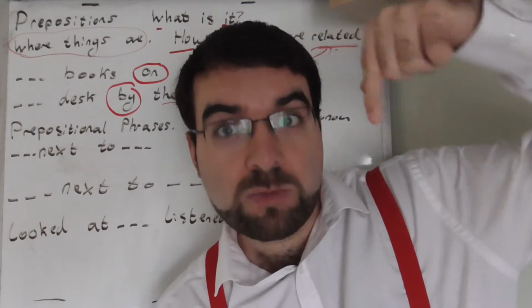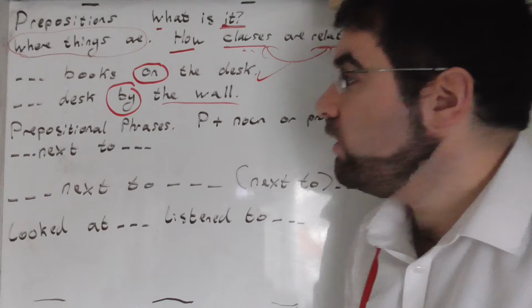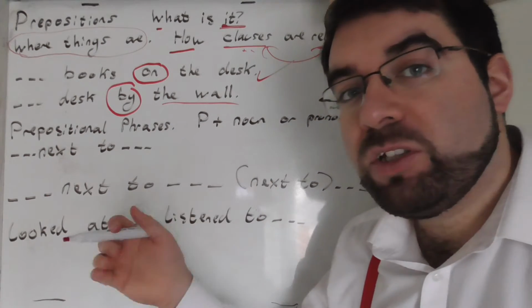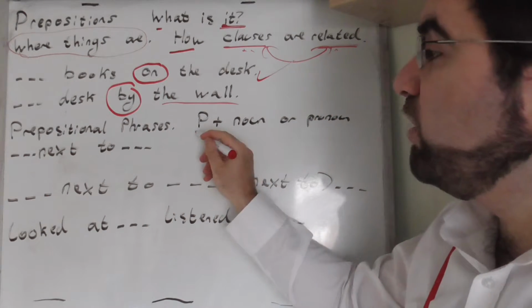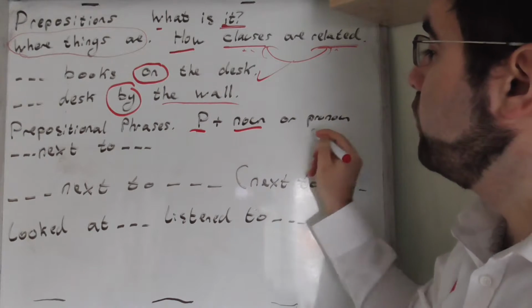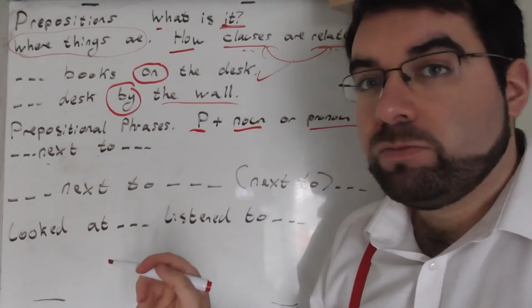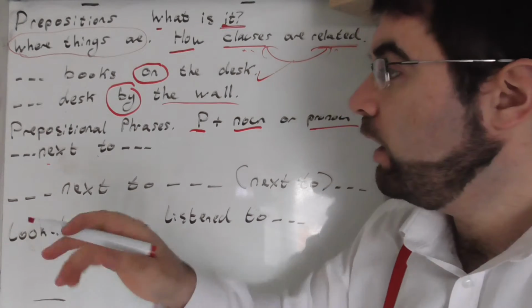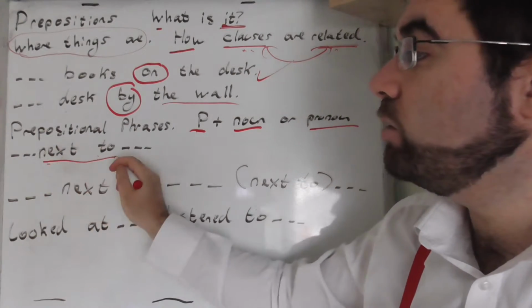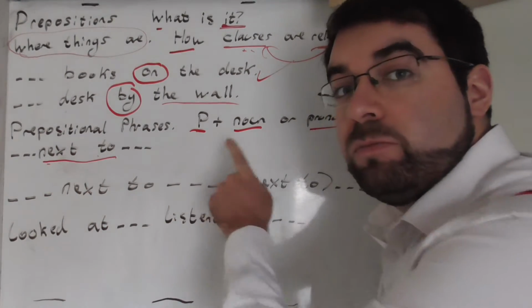Underneath the books. So then we have prepositional phrases, which is the preposition with a noun or a pronoun. So we can have next to, for example. I am next to the board.